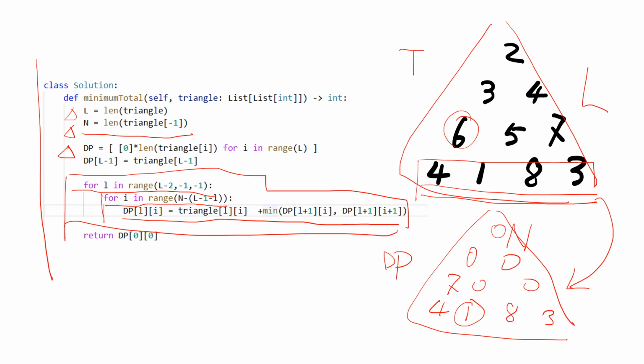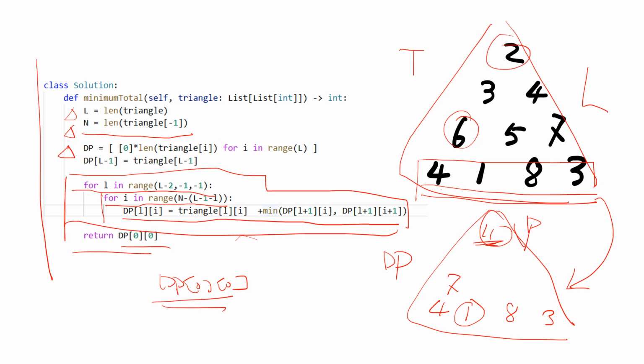Then the same continues until we get the final top one, 11, and this top corresponds to dp[0][0]. That's why after we finish this loop, we get the value we want. We simply return the top element, which is the final value. And this is how we use dynamic programming to solve this triangle problem. Thank you for watching, and see you next time.